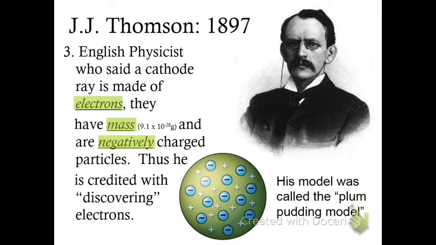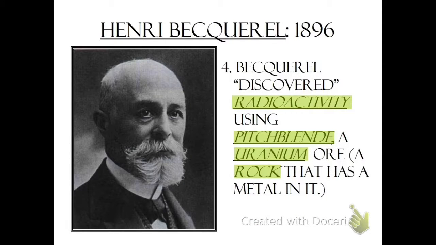J.J. Thomson put this together and described that the cathode ray tube ray was actually made of electrons. They have mass and they are negatively charged particles. So he's credited with discovering electrons. He called his model the plum pudding model, where the electrons were little negative charges inside of a positive sort of gooey pudding. I'm going to talk about a few scientists related to nuclear chemistry real quick and radioactivity.